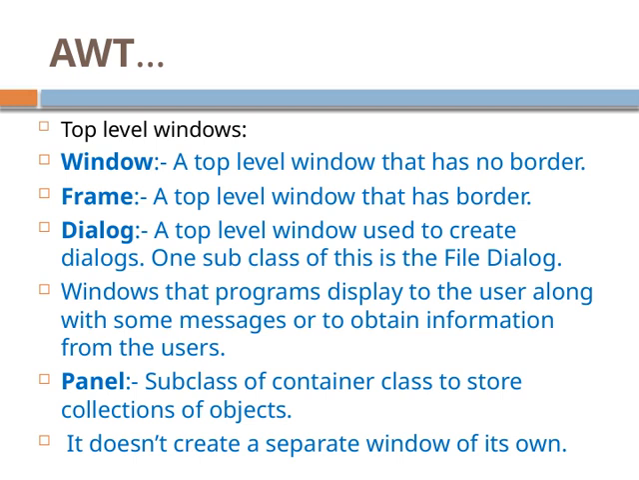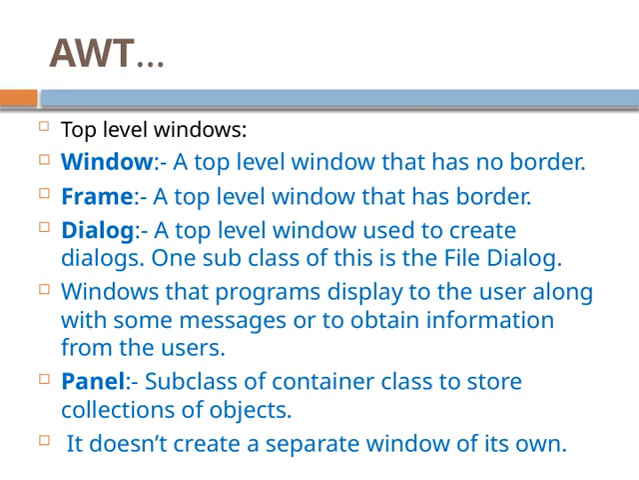Next, we have the dialog. These are special top-level windows used to create dialogues that interact with the user, like alerts, confirmations, or input prompts. One common subclass of dialog is the file dialog, which allows users to browse and select files. These dialog windows are essential for user interaction and information exchange.